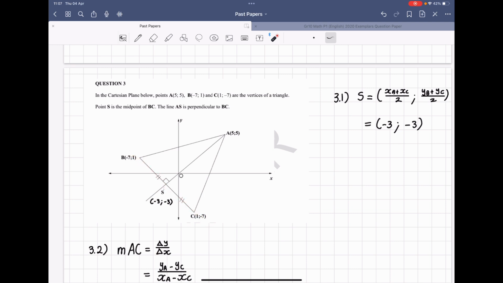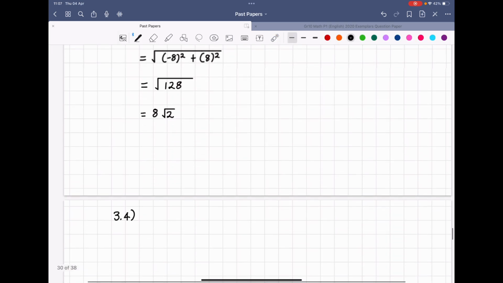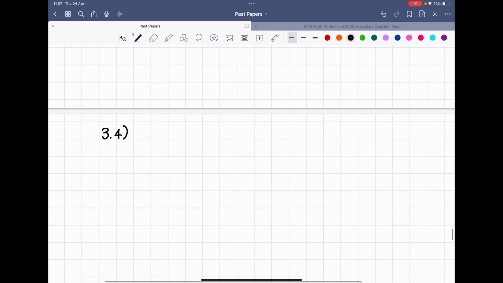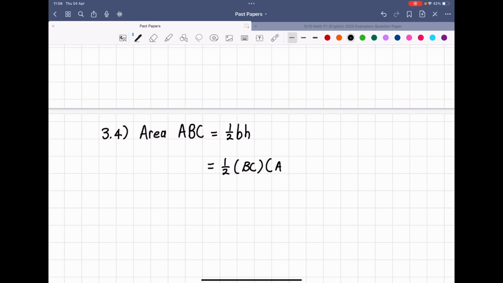So I'm just going to have half of this number, which was 8 root 2, and I'm going to find, excuse me, the distance AS. Multiplied together divided by 2 is going to give me the area of the triangle. So I can say that area ABC equals half base times height. And in this one, my base is BC, and my height, perpendicular height, is AS.